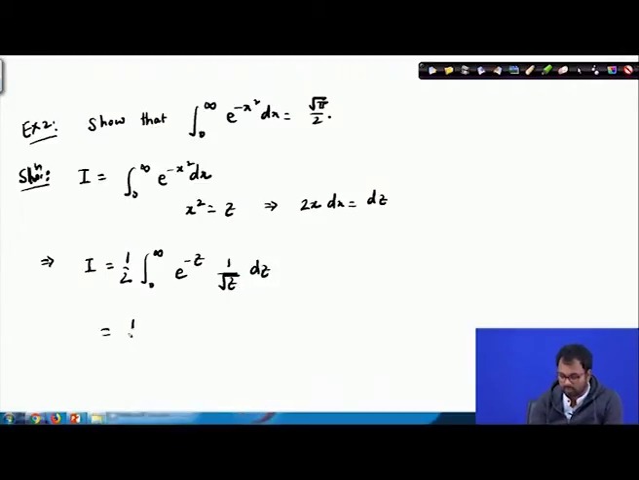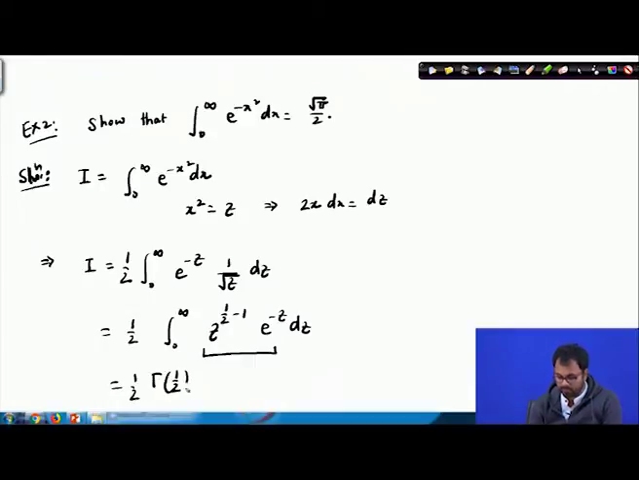So I can write this as half times the integral from 0 to infinity of z to the power half minus 1 times e to the power minus z dz, isn't it? Because z to the power minus half comes from the denominator and turns into a positive power. Now, this is the definition of gamma half. If I take m equals half, then this is nothing but gamma half from the definition of the gamma function.